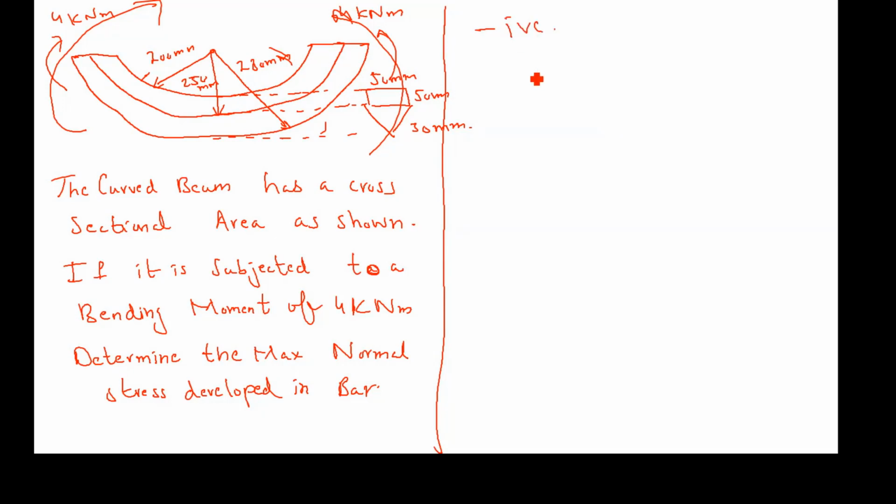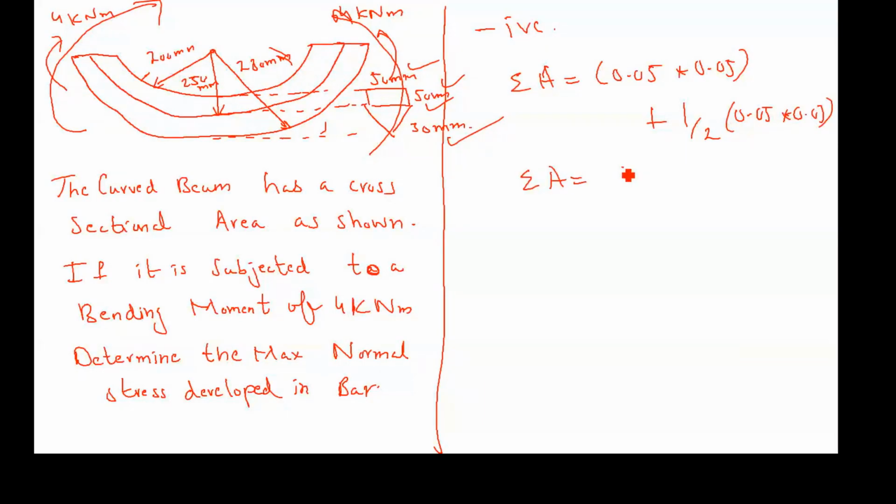Now summation of area is equal to 0.05 into 0.05, we are talking about this dimension, plus half of 0.05 multiplied by 0.03 for this dimension. So we will get summation of area equal to 0.00325 meter square.